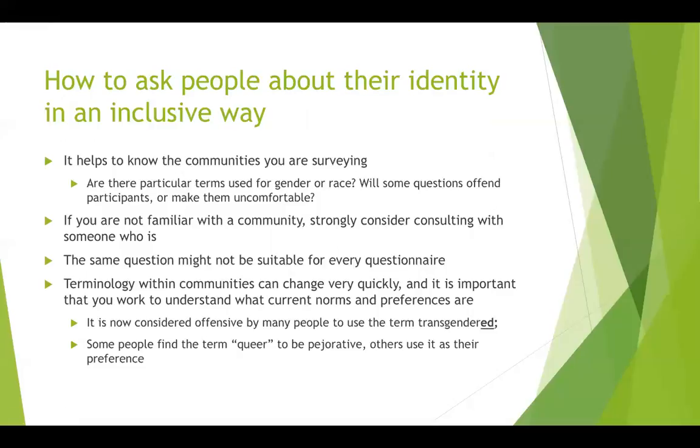I don't believe that there is a formula for asking about identity in an inclusive way. And so really the purpose of this lecture in some ways is just to ask you some questions and get you thinking. It's not to say, here's the formula that you should follow. It's very helpful to know the communities that you're surveying, right? Are there particular terms used for gender or race? Will some questions offend them or make them uncomfortable? And if you're not familiar with the community, really strongly consider consulting with someone who is, getting a community advisor to help you create the best evaluation. This may be particularly important if you are consulting on a program you're not that familiar with.